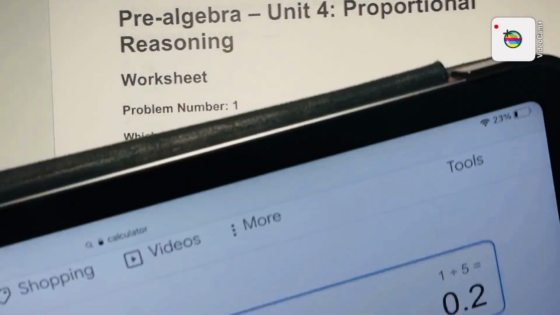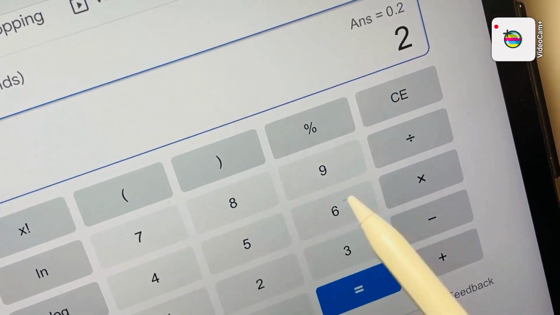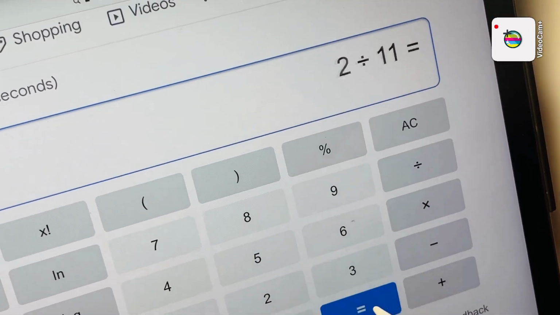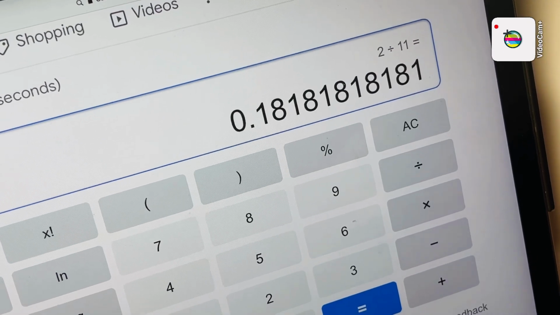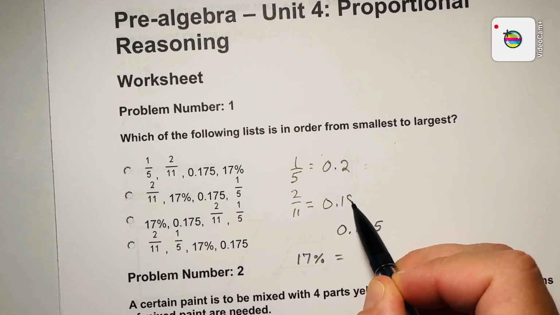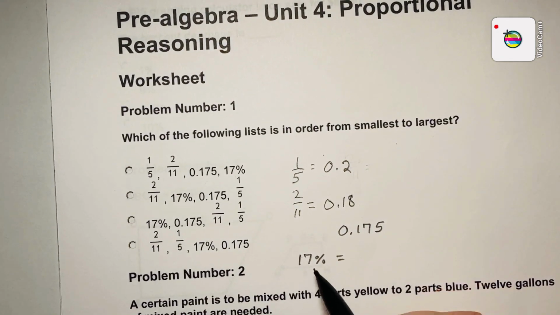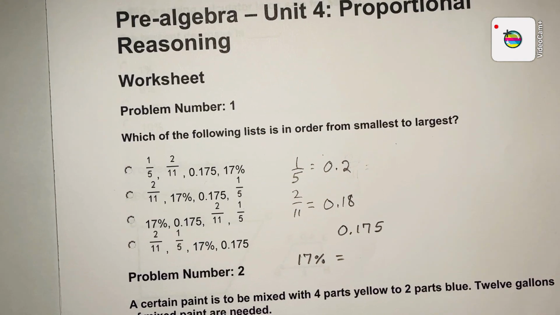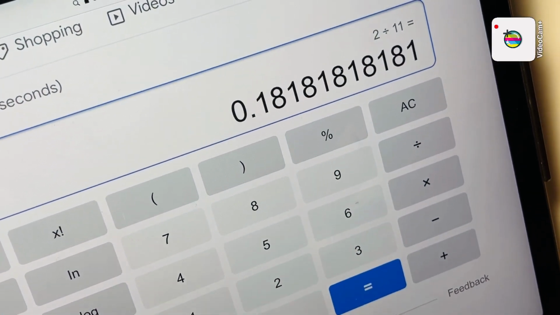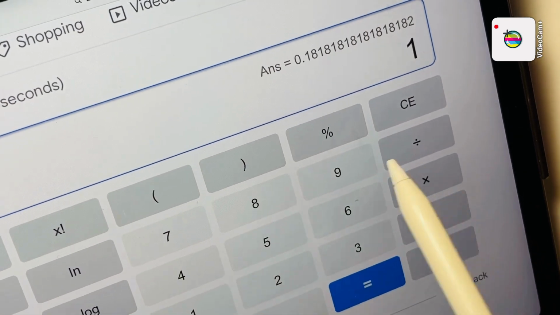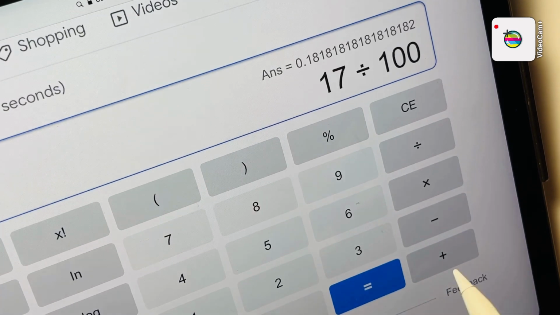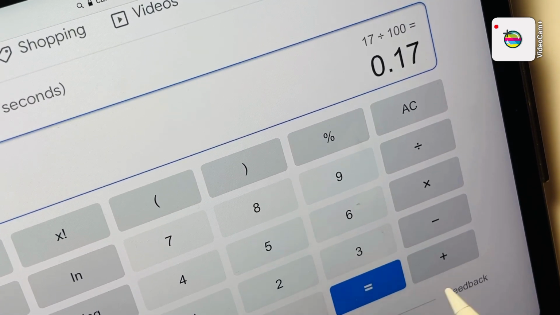Okay, and then 2/11, 2 divided by 11 equals 0.18. We'll round it to 0.18. This one already was a decimal. And to change percents to decimals, all you do is divide by 100. So 17 divided by 100 equals 0.17.